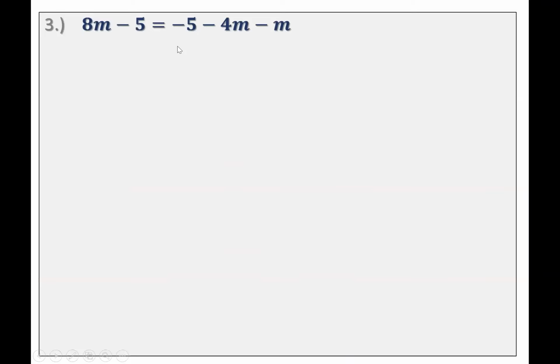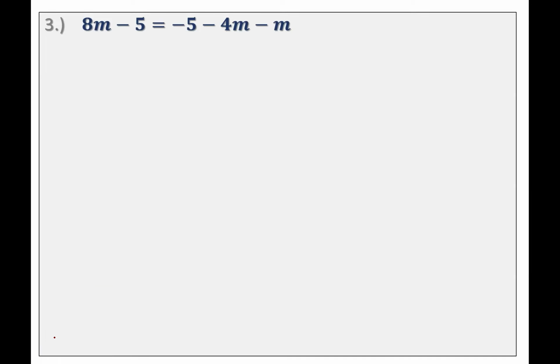This is number 3 now. You might find this problem a little easier, maybe. So let's take a look. This one will have an answer. I'll just let you know right now. Here's the equation. 8m minus 5 equals -5 minus 4m minus m. So remember, our goal is to isolate the variable on one side of the equation. Generally, I prefer to isolate the variable on the left side.